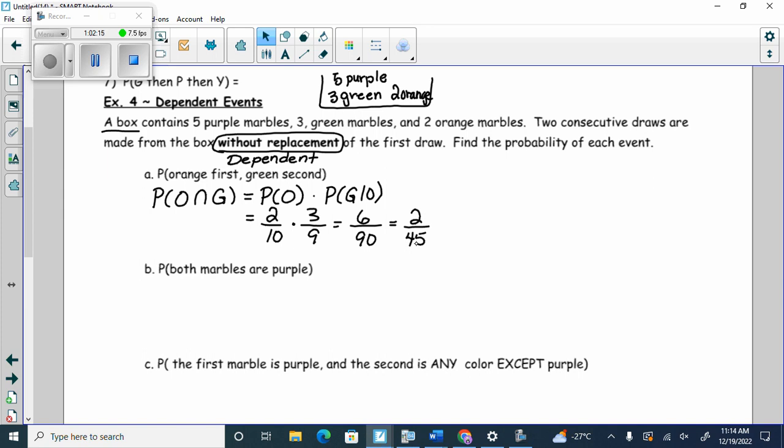That's 3 out of 45. Ooh, it's even smaller than that one. Okay, then we're scrolling.